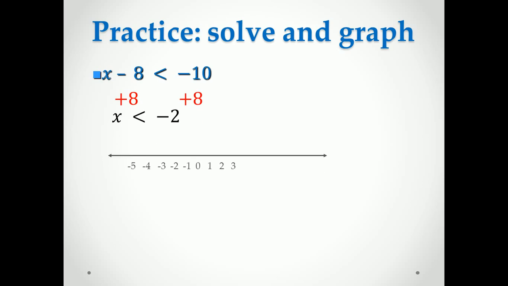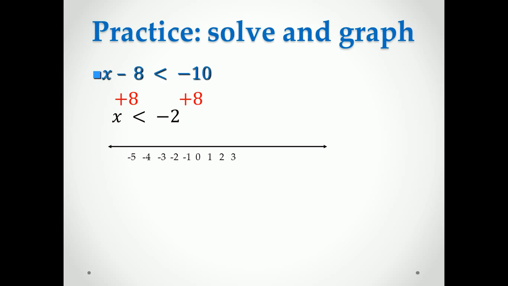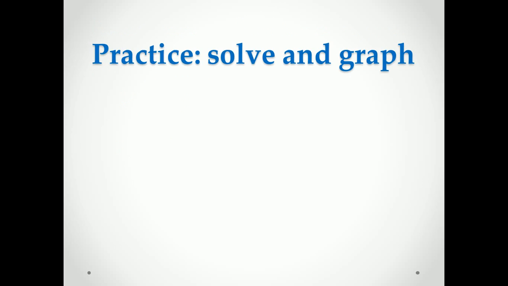Now, representing that on a number line, we look for negative 2, and at negative 2 we will use an unshaded circle. And since it says less than, then it means that we will be going to the left. So all the values that are less than negative 2 would be negative 3, negative 4, negative 5, all the way to negative infinity. Alright, here's another one for you to try.